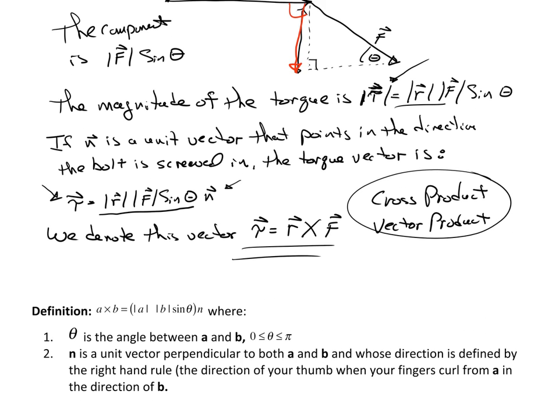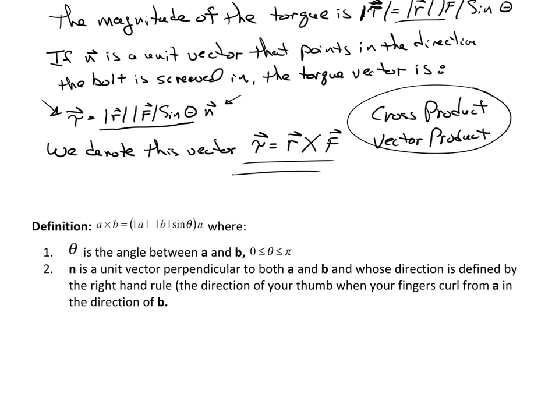Now let's take a look at a little bit more of a formal definition here. A cross B, where both A and B are vectors, is equal to the magnitude of A times the magnitude of B, of course these are vectors, times sine theta times n, where theta is the angle between A and B, between 0 and pi, and n is a unit vector. It's perpendicular to both A and B.